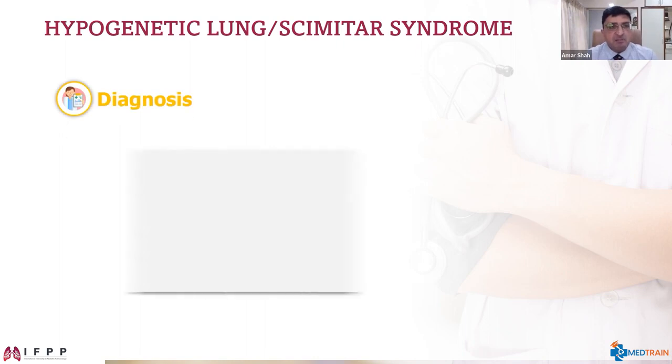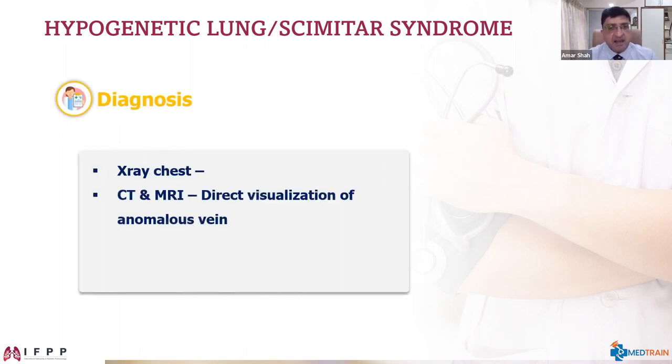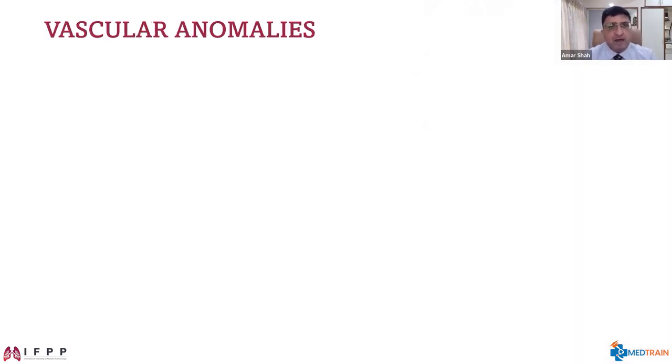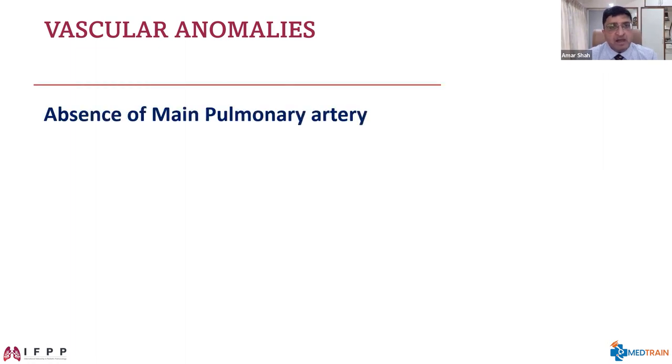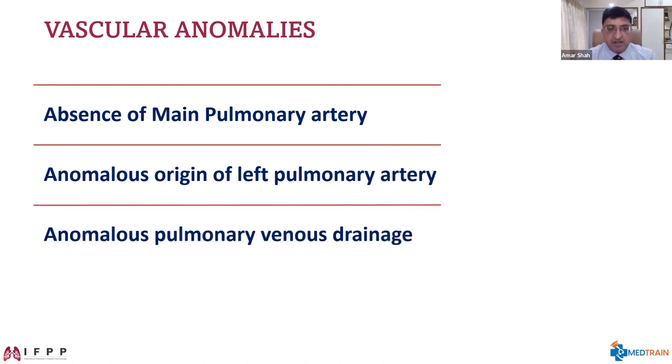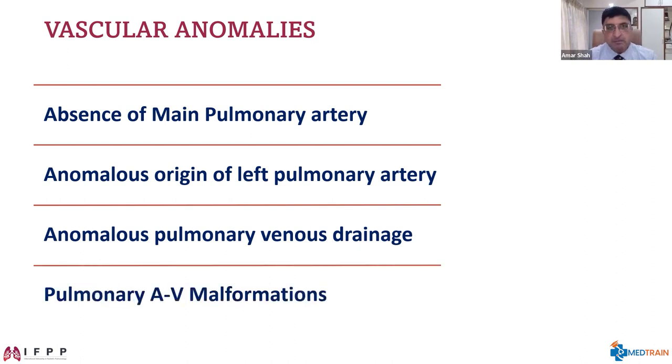The diagnosis is done by an X-ray chest. A CT scan and MRI may be required for direct visualization of the anomalous veins. A conventional angiogram may also help to delineate the vascular anatomy before a surgical repair is carried out. Now coming to the last group, vascular anomalies. Vascular anomalies may be either the absence of the main pulmonary artery, anomalous origin of the left pulmonary artery, anomalous pulmonary venous drainage, or pulmonary arteriovenous malformations.